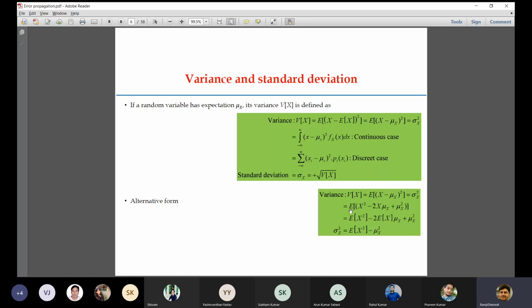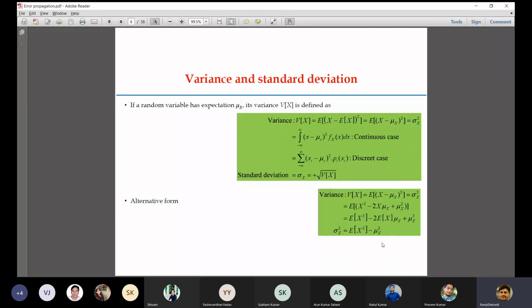The alternative form: we are writing V(x) as expectation of (x minus mu x) square, which is sigma x square. Then we will open the quantities in the square term. So (x minus mu x) square becomes x square minus 2x mu x plus mu x square. Now you could probably relate. I'm just giving you a moment to see the slide so that you are very clear about the content we are using.